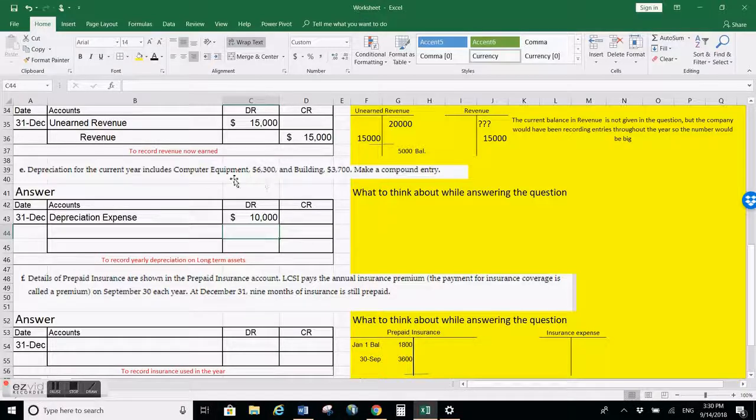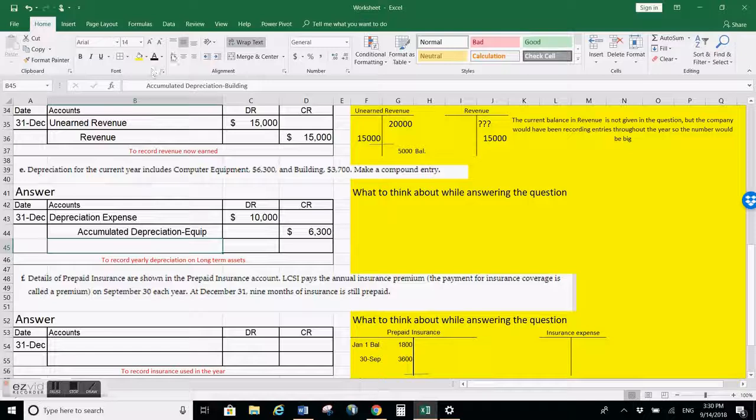and the $3,700, because we have computer equipment and buildings. This is the value of the useful life of the computer equipment that's been used up during this year. This is the value of the building we have that's been used up during the year. Each one of these assets, the computer equipment and the building, will have their own respective accumulated depreciation account. So I need to be very specific here that the accumulated depreciation for the computer equipment gets credited $6,300, and the accumulated depreciation for the building gets credited for $3,700.